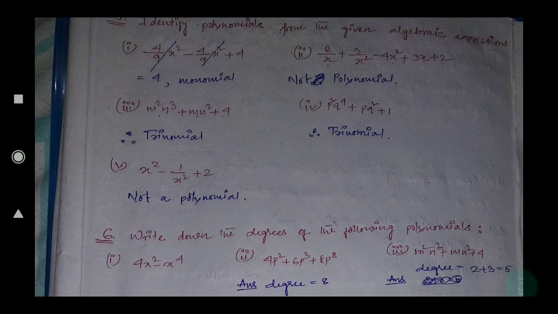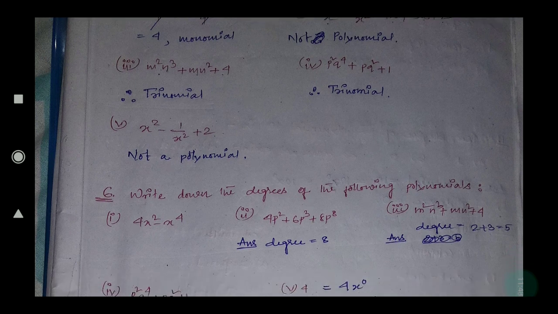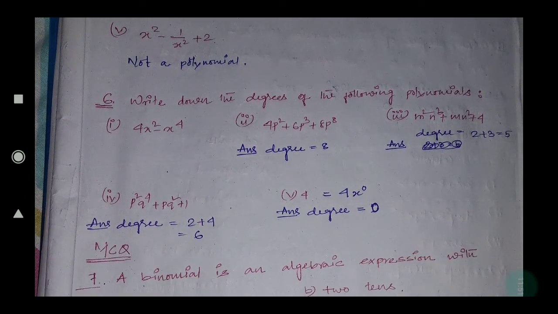Question 4 also. Question 5: x square minus 1 by x square plus 2. Is this considered a polynomial or not? Here your variables are in the denominator. So this will not be considered a polynomial, because the variables are in the denominator. Question 6: write down the degrees of the following polynomials. You have to find the degrees of the following polynomials. Degree means the variable's highest power. See question number 2.